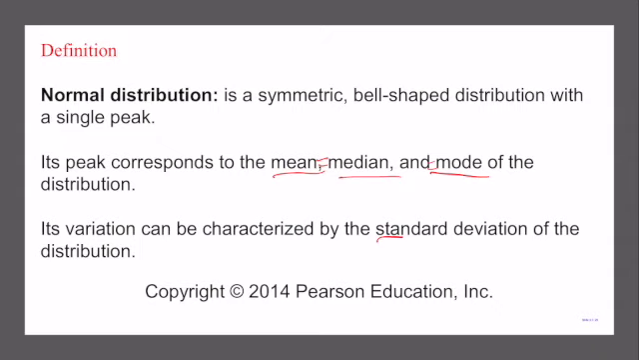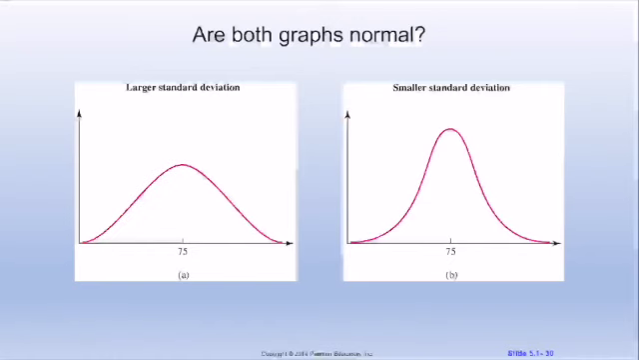So let's take a look at both of these graphs. Are both of these graphs normal? Yes, they are. But one has a larger standard deviation, which is how we talk about how data spreads out, and the other one has a smaller standard deviation. So the majority of the data is close to the mean.